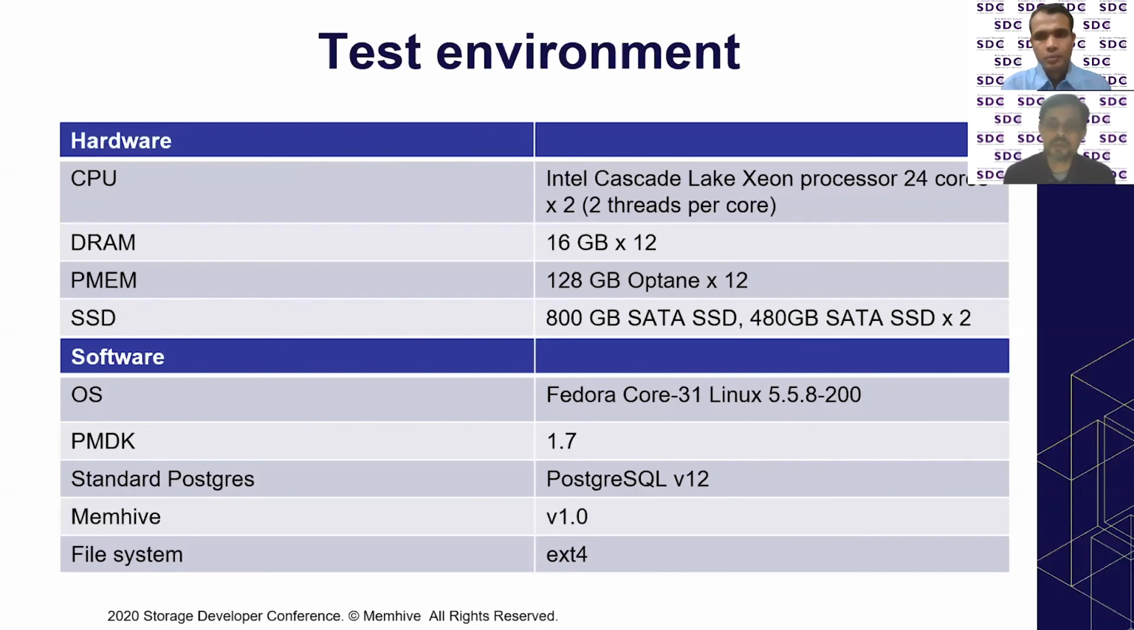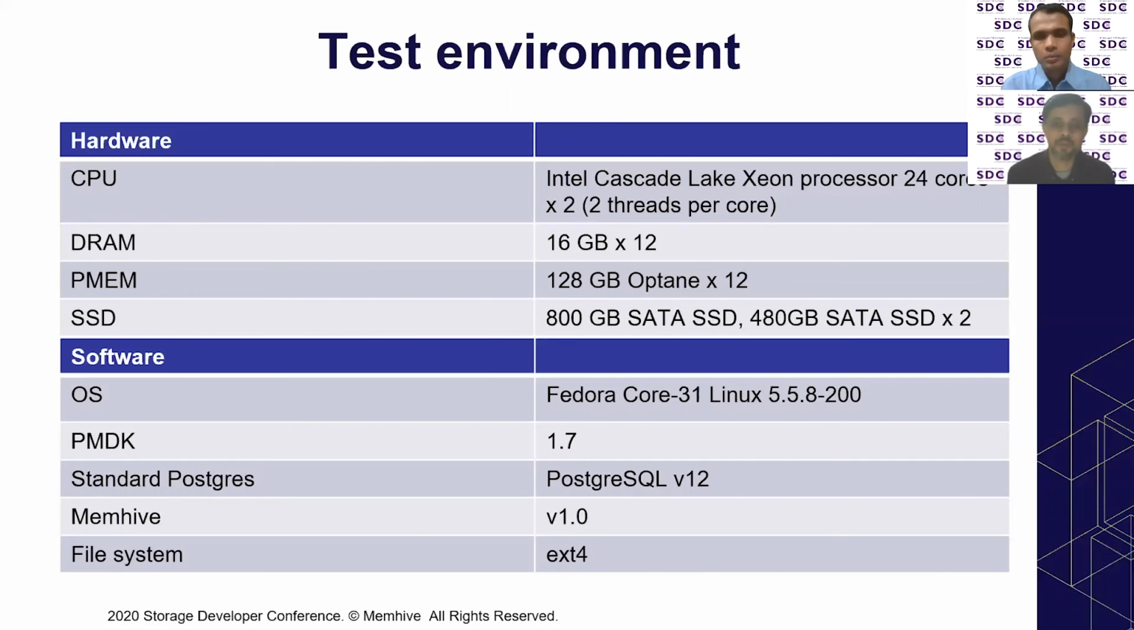Now, to store the relational data, we have used SSDs. We have used SATA SSDs for storing the data. We have used 2 different SSD capacities, being 800 GB as well as 80 gigabytes. Now, the testing that we have done, and the memhive actually runs on Linux.